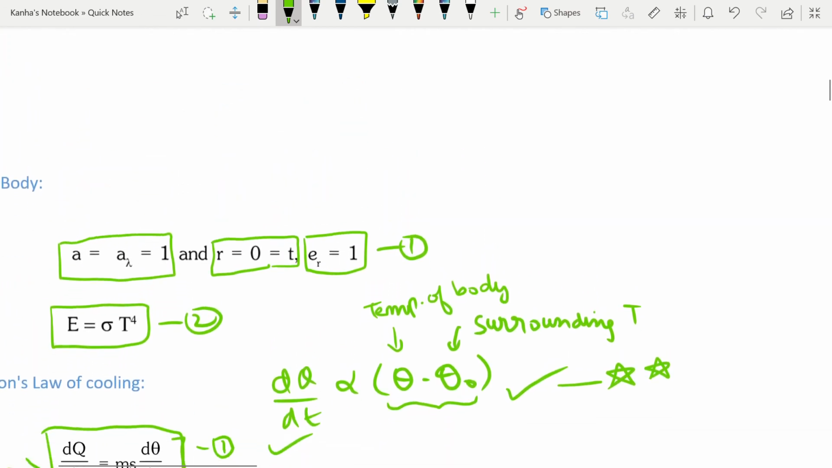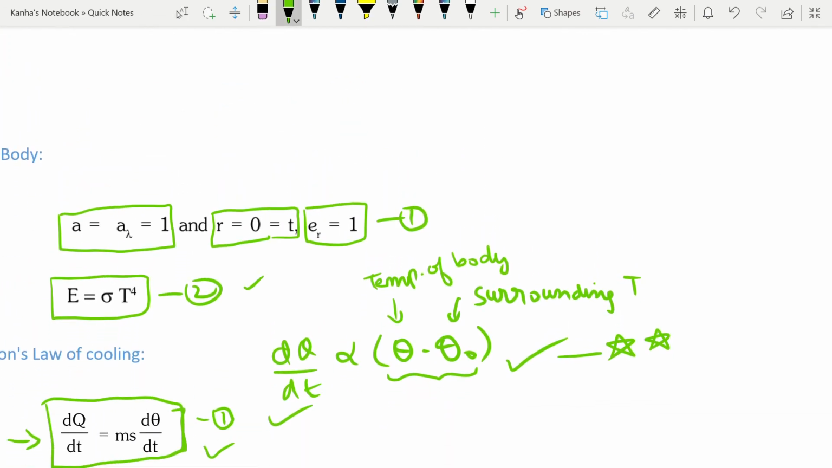Coming back to what I told you in this section, this was Stefan's law, which told you that the amount of radiation that is emitted is proportional to T to the power 4, or the temperature to the power 4, where T is the temperature of the ideal black body in kelvins.